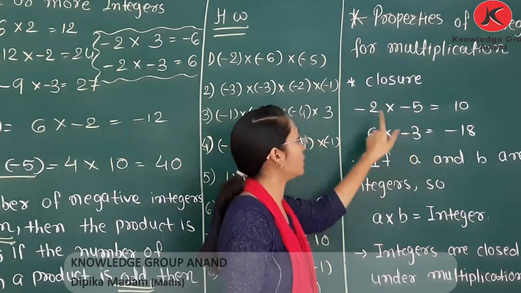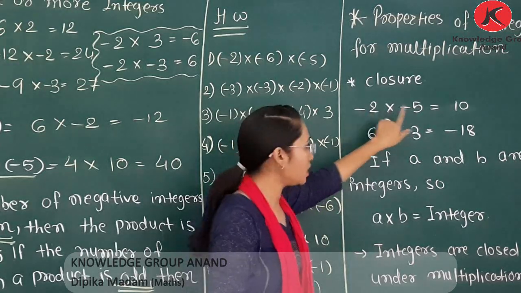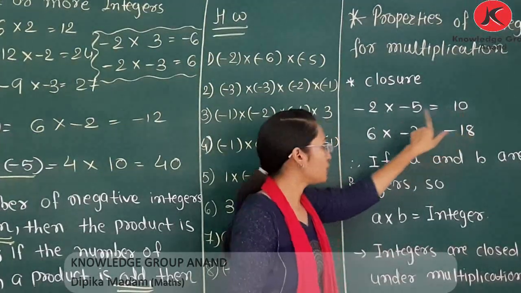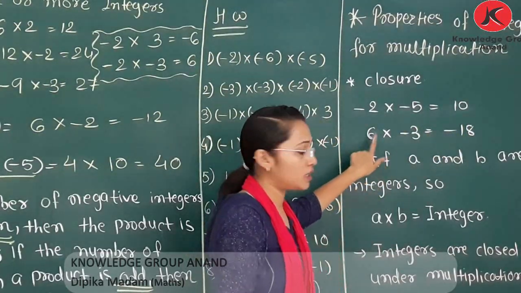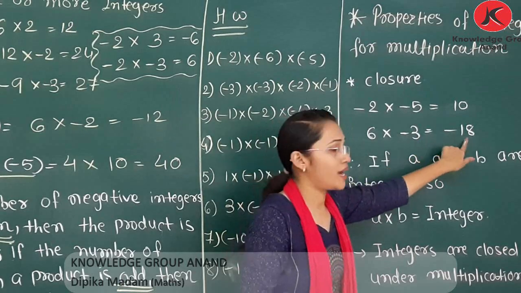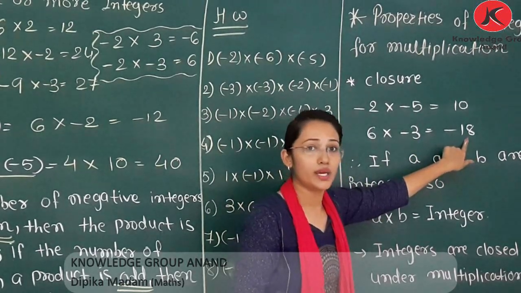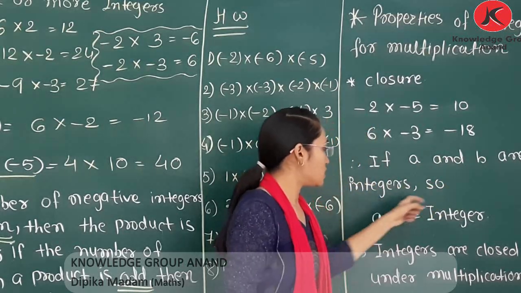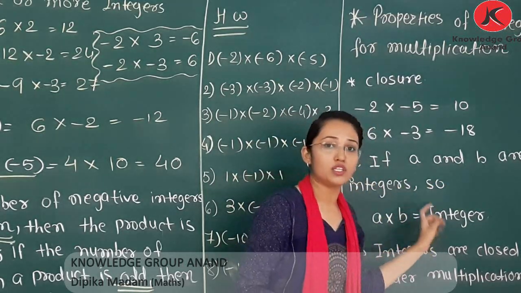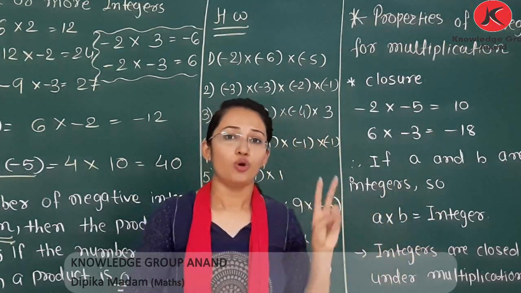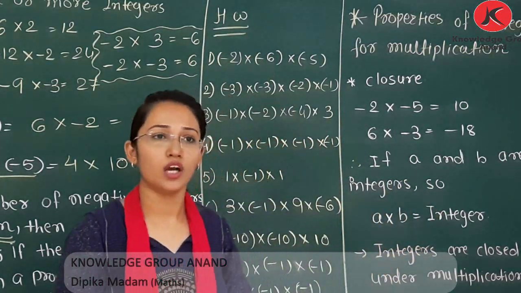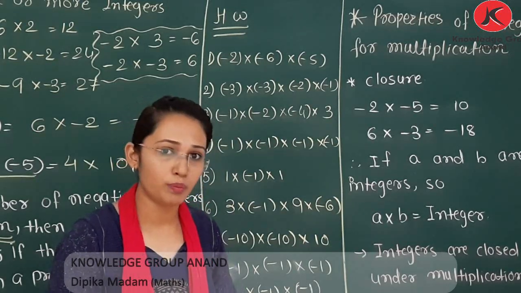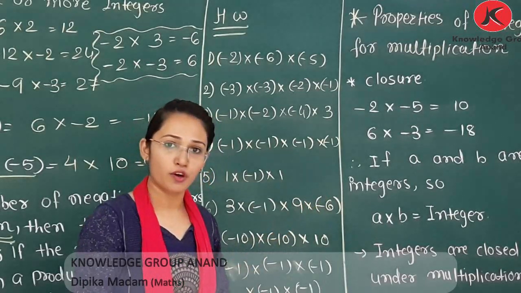6 multiply -3, you can see -2 is integer, -5 is integer and answer 10 is also integer. Next example, 6 is integer, -3 is integer and -18 is also integer. Means for two integers a and b, a multiply b is also integer. This property says that if you multiply any two integers, the answer is an integer, means it is closed for multiplication. This property is satisfied for multiplication.